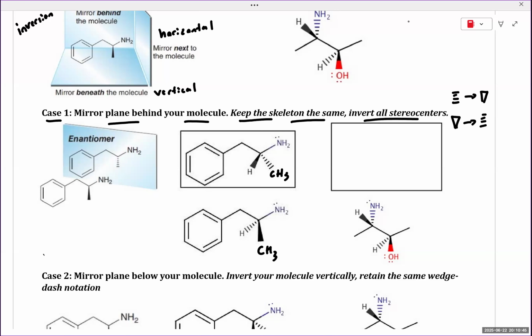Let's practice this on the following molecule. We keep the skeleton the same. The nitrogen, which has a dash, gets inverted to a wedge. The hydrogen, which had a wedge, gets a dash. The oxygen, which originally has a wedge, gets a dash. The hydrogen gets a wedge. So as you can see, we keep the skeleton the same and we invert all of our stereocenters to draw the enantiomer.